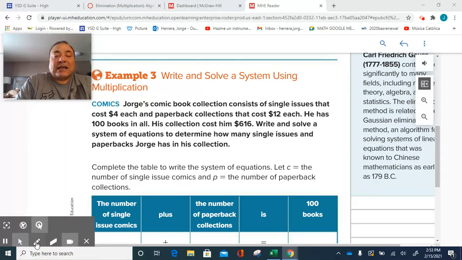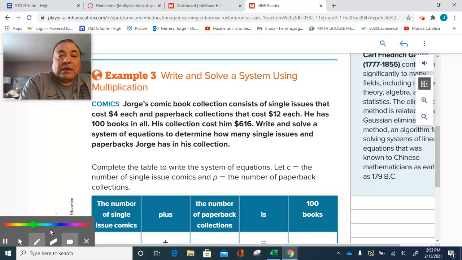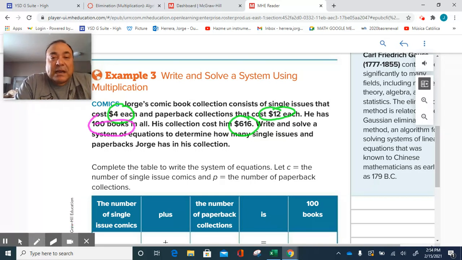Okay, so that's a lot of stuff in there, guys. But it's not. Do not worry. If I were you, I always recommend that we circle numbers. Okay, so I got $4 right there. I got $12 right there. I got 616, and then I got one by itself, 100 books total. So we got money, and just one item right there.